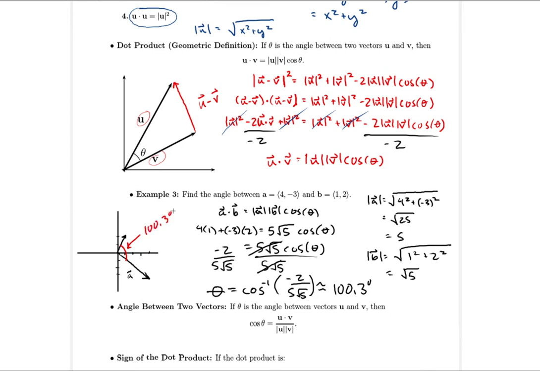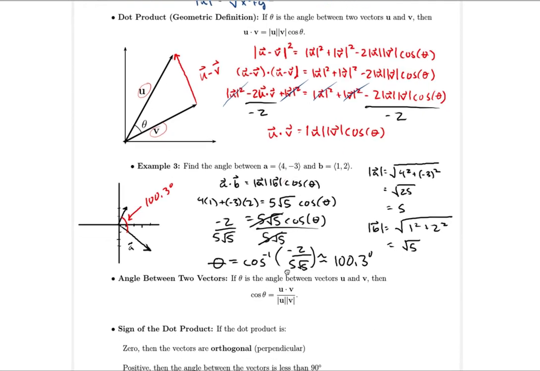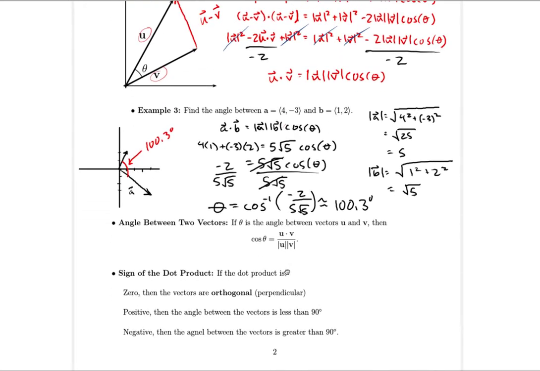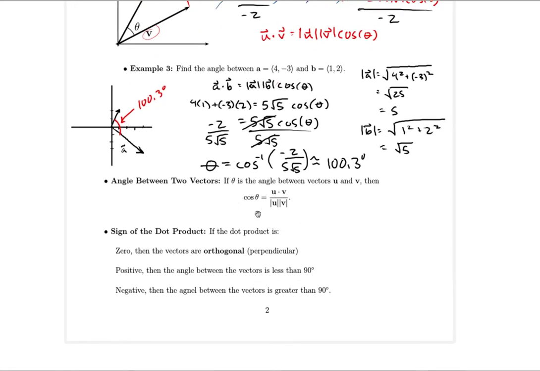Now I did some algebra to get there by going with this original formula, but let's understand that we can just permanently solve for cosine of theta if we'd like. So here's another formula you could remember if you didn't want to always go back to this. The cosine of theta is always the dot product divided by the product of the magnitudes.